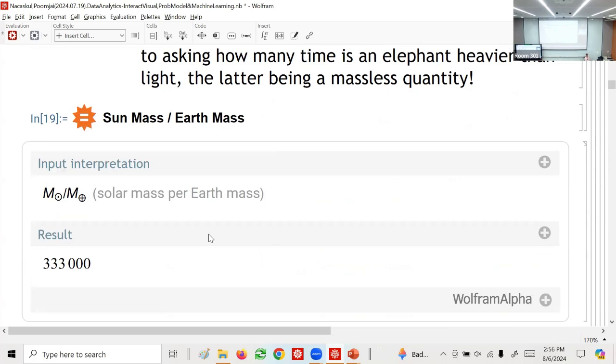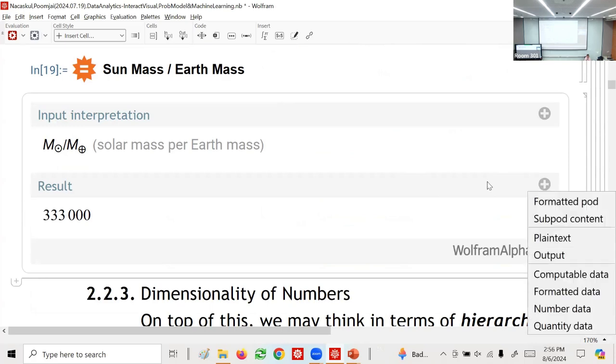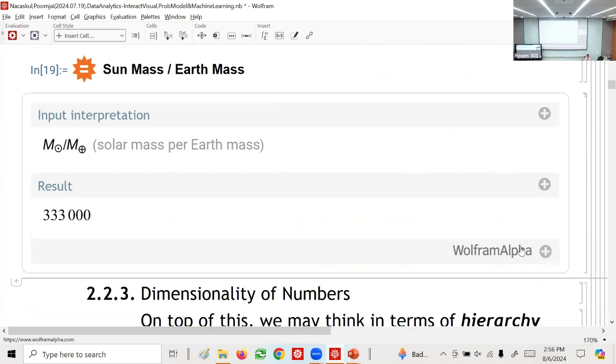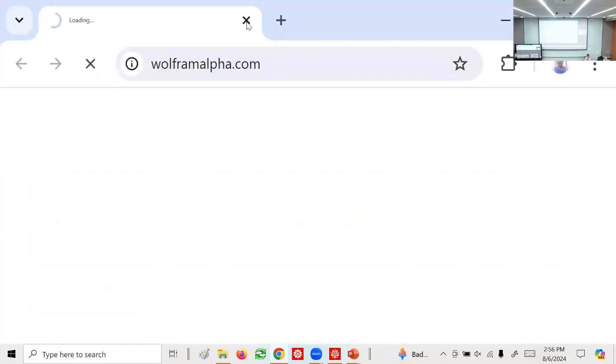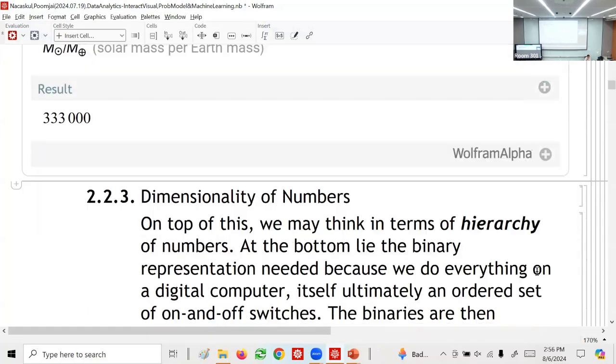333,000 times bigger. Okay? And you can expand. So this is more than obvious Jupiter. You can expand this. This is called Wolfram Alpha. What it means is that it's not just computation, but it has a curated knowledge base.